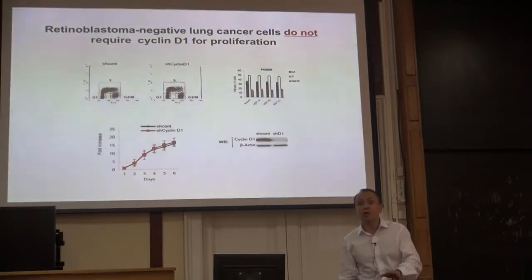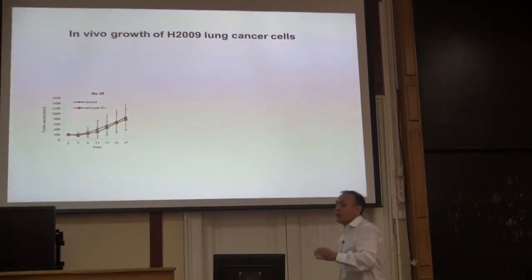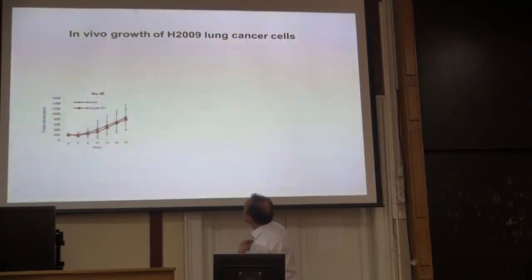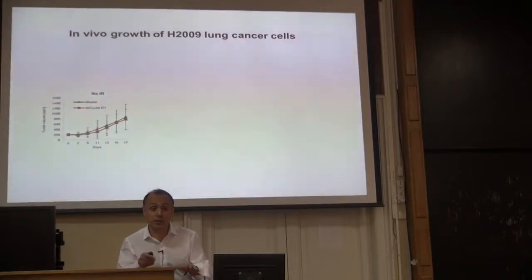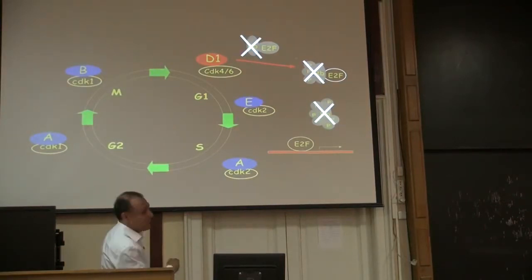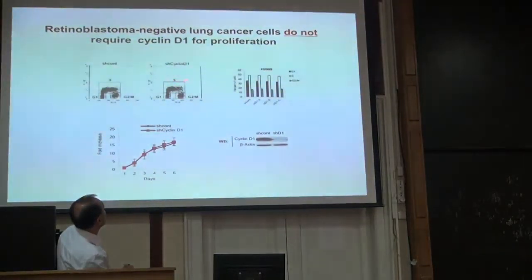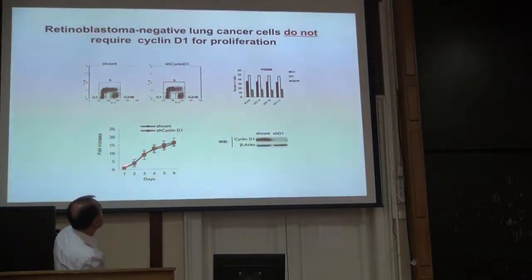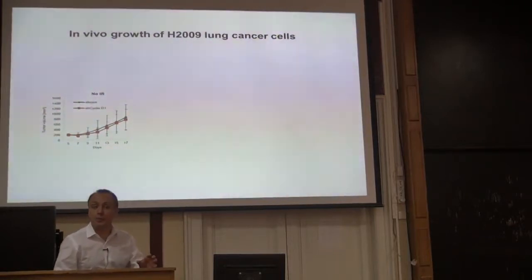It has nothing to do with the cell cycle function of cyclin D1. So if you take the cells that are retinoblastoma negative, that lost the retinoblastoma protein, as I told you, now the knockdown or knockout of cyclin D1 will have no effect on the proliferation. I showed it to you here. When we take the retinoblastoma negative cell line, we knock down cyclin D1, and they grow the same way. So now I'll show you this in vivo.